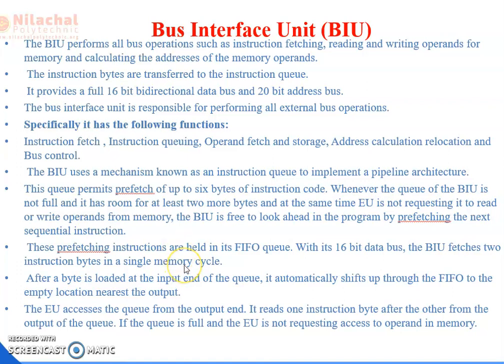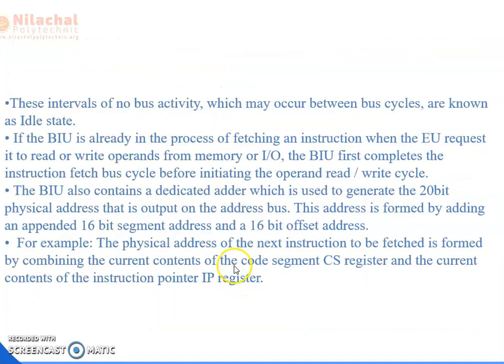These prefetched instructions are held in its FIFO queue, that is first in first out. With its 16-bit data bus, the bus interface unit fetches 2 instruction bytes in a single memory cycle. After a byte is loaded at the input end of the queue, it automatically shifts through the FIFO to the empty location nearest the output. The execution unit accesses the queue from the output end. It reads one instruction byte after the other from the output of the queue. If the queue is full and the execution unit is not requesting access to operand in memory, these intervals of no bus activity which may occur between bus cycles are known as idle state.